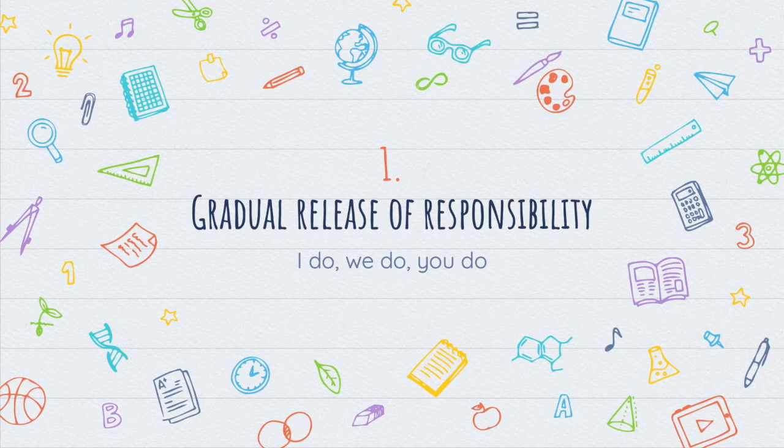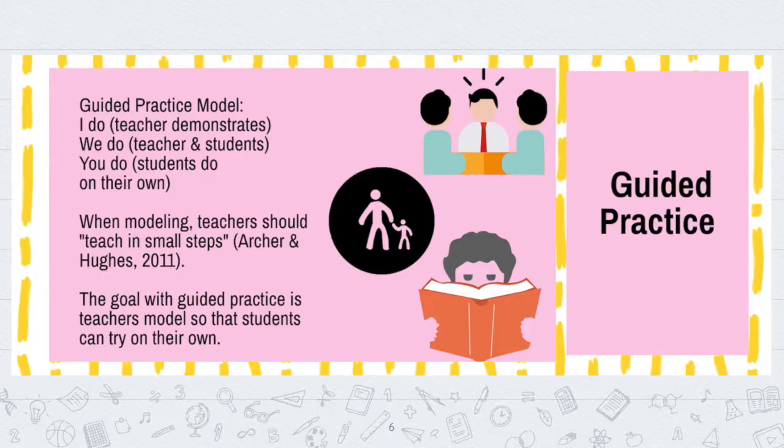Gradual release of responsibility, also known as I do, we do, you do, is a scaffolding technique that many teachers use in the classroom. Teachers start the lesson by demonstrating what the students are supposed to do. We do is when teachers and students complete the task together, and you do moves on to students doing it on their own. When modeling, teachers should teach in small steps, according to Archer and Hughes.